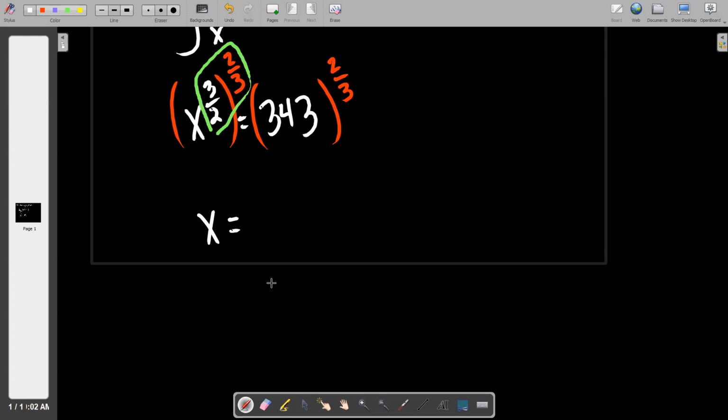We have x equals and the equation is now solved. But what we need to do to find the answer is do the math on the right-hand side. And it's been a little bit since we've talked about this. So how do we take 343 and raise it to the power of 2/3? I don't know if we've ever done it in this direction before. I've had you go the other way, but maybe not this way. So, any thoughts on that?